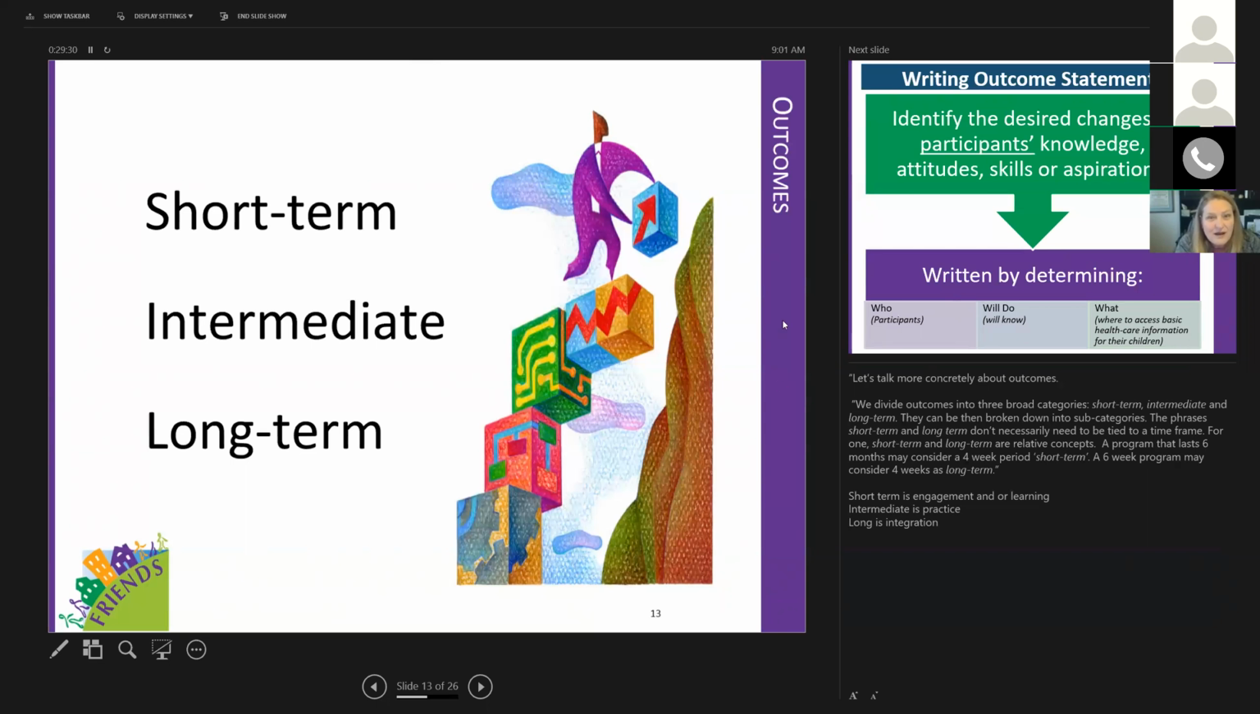So, excellent. Any other questions or comments at this point before I jump into a structure and how to write outcome statements? No? Okay, I gotta get my screen to go right.